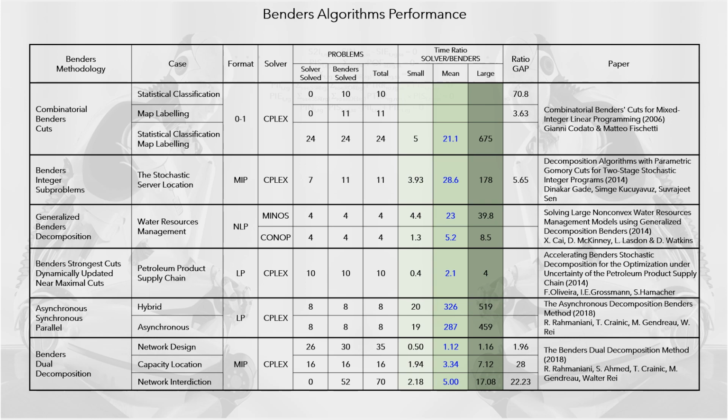The table provides information on various types of problems solved with several variations of Benders' theory. The column time ratio solver/Benders presents the relationship of solution times for different sizes of problems. The content is Benders times faster.